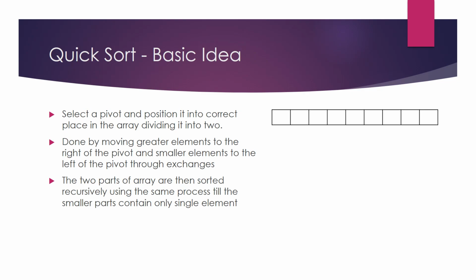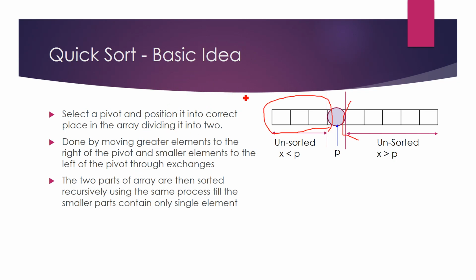So let's see how it looks visually. Let's say we are given this array. We initially select a pivot P, which is located at this location, and then on the left side of P we have certain unsorted elements, and on the right side of P we have certain unsorted elements. So we move those elements, and then we make sure that all the elements on the left side are less than P, which is here, and all the elements on the right side are greater than P.